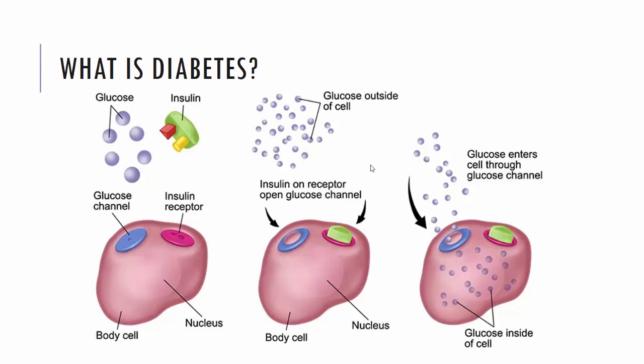What can happen with diabetes is that the body may stop making insulin, or the body may still make insulin, but that insulin doesn't work as well as it used to. So the body may need to keep making more and more to try to open up the glucose channels, and this is also known as insulin resistance. So the glucose cannot get into the cell, and the cells cannot use it for energy properly.